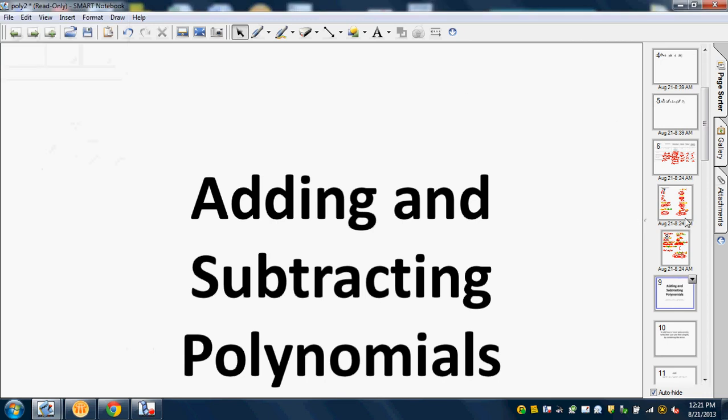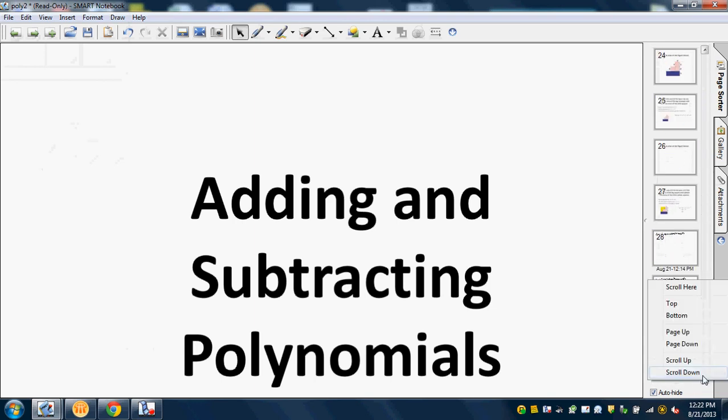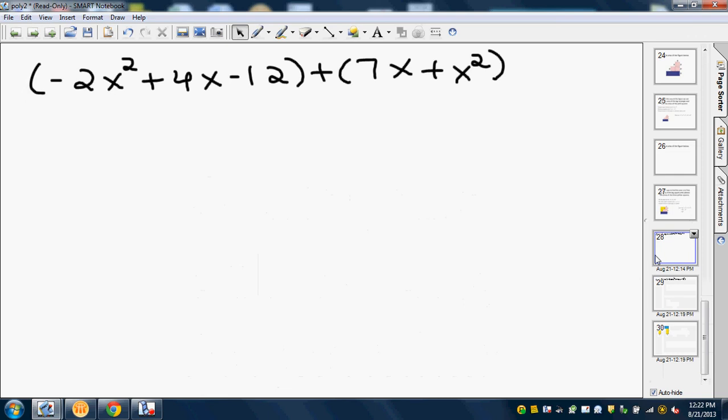All right, I'm going to review how to add and subtract polynomials. Adding and subtracting polynomials is very similar to combining like terms. You're just going to keep a lot of the same ideas in mind, okay? So this is a question that's on your homework tonight. We have negative 2x squared plus 4x minus 12, and we're going to add that to 7x plus x squared.